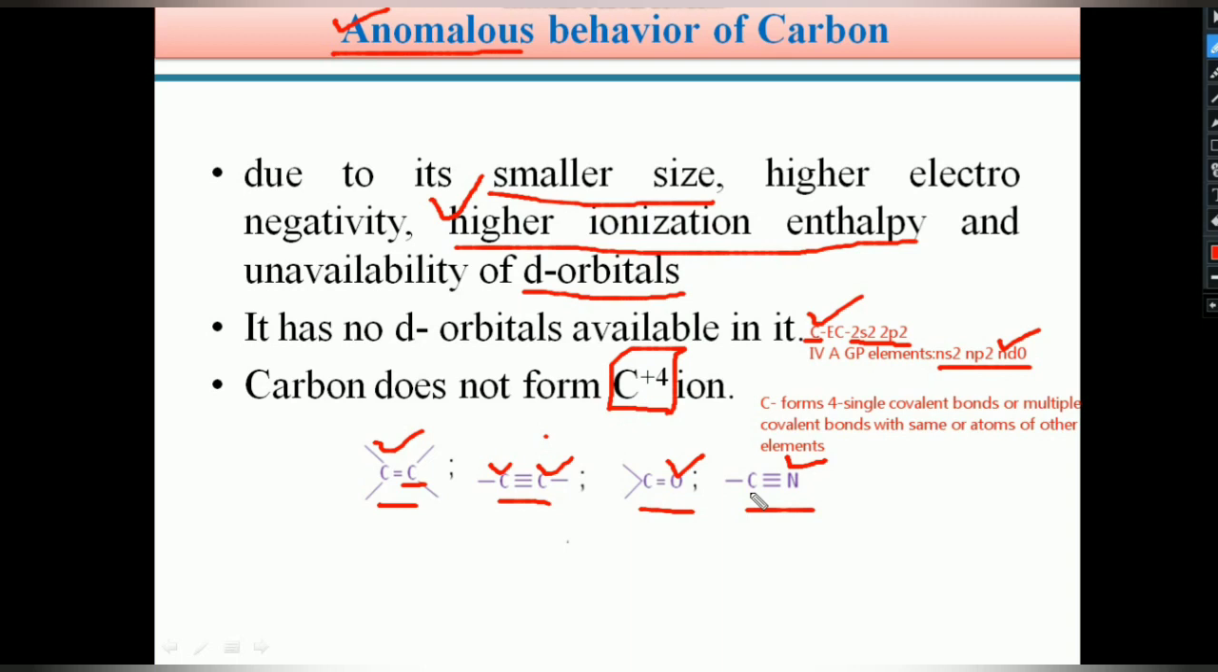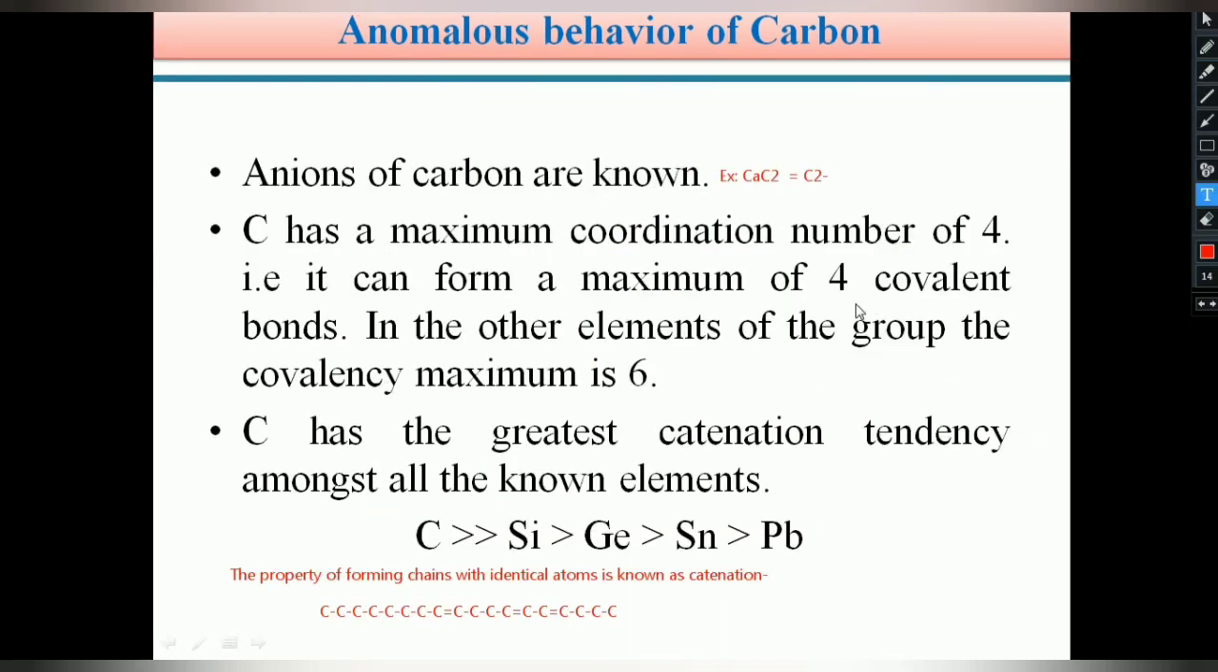That's why, compared to the fourth A group elements, carbon can exhibit anomalous behavior. The next anomalous behavior is that anions of carbon are known. Carbon can form anions, so these carbon anions are known as carbanions. For example, calcium carbide, CaC2.